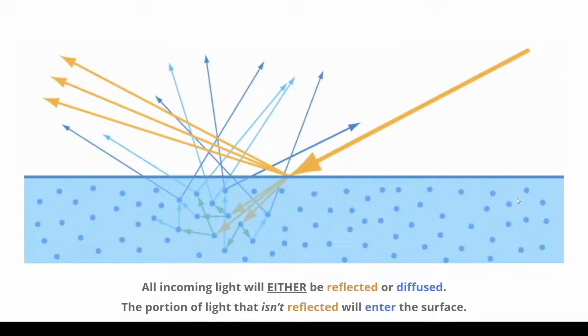So here's another example. On the left-hand side, a normal picture of a guy's skin. On the right-hand side, they're removing all the reflection components. So we're seeing all that light that actually enters the surface. So all incoming light, as a reminder, will either be reflected or diffused. The portion of light that isn't reflected, so the light that doesn't bounce off the surface, enters the surface.